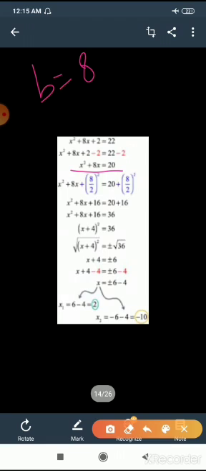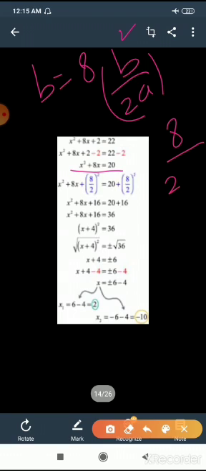We need to add and subtract (b by 2a) whole square. So what is b? 8. 8 by 2a. 2 into what is a? A is 1. So (8 by 2) whole square is to be added and subtracted on both sides.